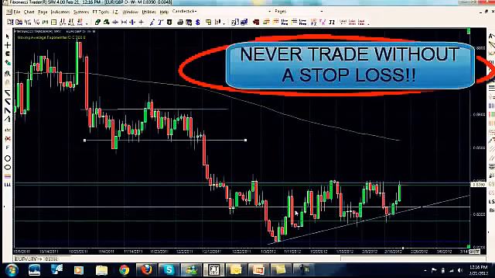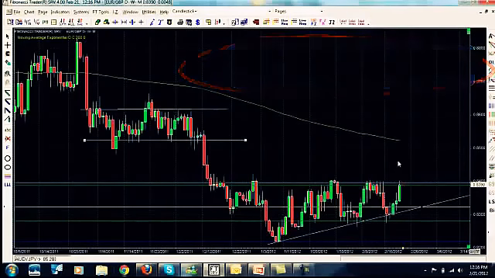Eventually, we will break out of that range. So what we do is put what's called a stop loss. If this price moves up to a certain point, then it has obviously gone way beyond the range. It's broken out of the range, and we want to make sure we close at a certain point to minimize our risk.